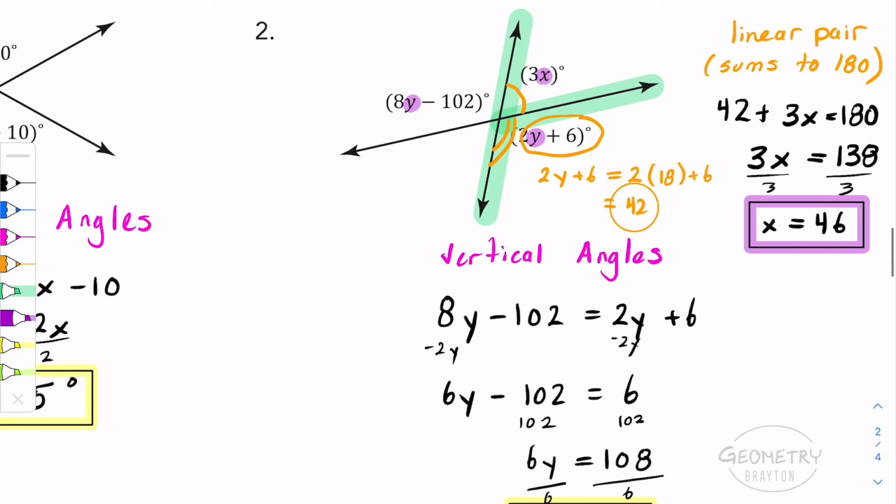Looks like the diagram is a little bit misleading as far as the angle measures go. Every now and then that happens, but what we did for solving is still accurate. So we used vertical angles to find the angles opposite one another, and we used a linear pair to find the angles that are next to one another. So angles that are next to each other and form a straight angle are called a linear pair, and they sum to 180 degrees.